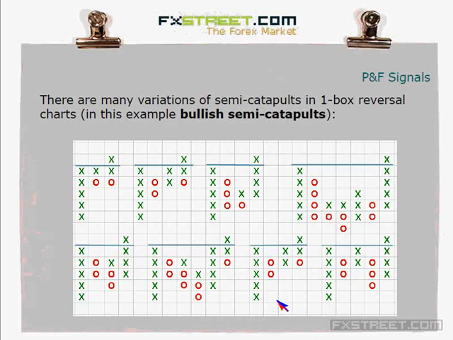Not all of these semi-catapults can be translated into a perfect double top in the three box. Okay, nevertheless, there are many variations of semi-catapults, and that is the difference between three box reversal and one box reversal. One of the reasons when we talk about patterns is that in three box reversal, the patterns are very easy to recognize and to label, whereas in one box reversal chart, there are a lot of variants, and it's more difficult to recognize.